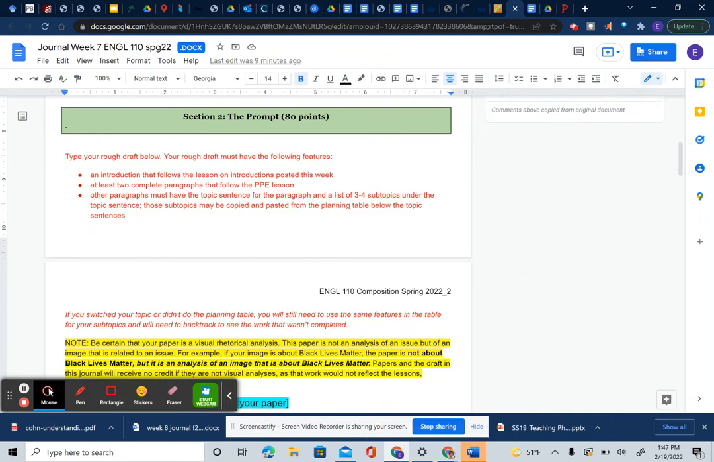I have a couple things in here I want you to pay really close attention to. One is what's highlighted down here in yellow: make sure you're following the table and the lessons for this paper, not writing about the issue that's behind your image. That is a frequent mistake. The problem when that happens is it doesn't show awareness of the lessons at all and makes it look like a student didn't do any of those. Be careful with that. It's a good way to fail the journal and the paper.